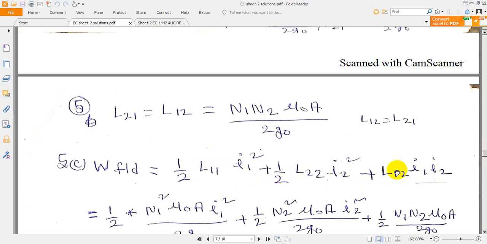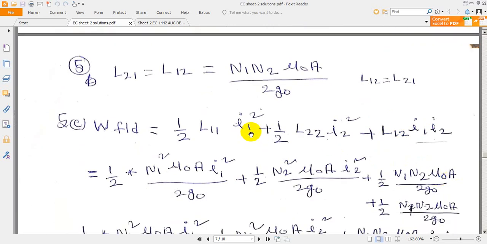Now combinedly we are utilizing, hence we will write it as L12 I1 I2. Simply you need to write L11, L22, L12. Current flowing in this is I1 square, current flowing in this is I2 square, and current flowing in this, we are having two effects of two currents, so I1 I2, and the half is the constant. After the integration you will get this.